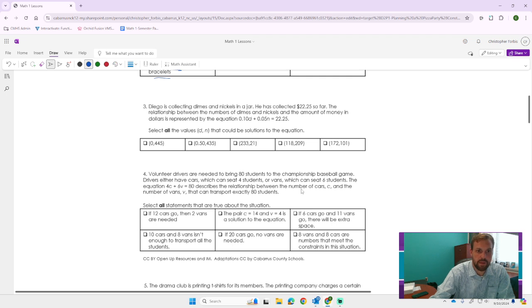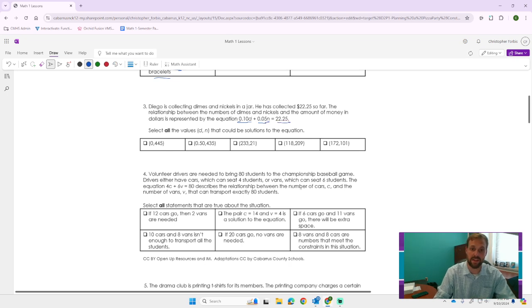Number 3. Diego is collecting dimes and nickels in a jar. He has collected $2.25 so far. Good for Diego. The relationship between the numbers of dimes and nickels and the amount of money in dollars is represented by the equation. You didn't need them to give that to you because you know it's 10 cents for every dime and 5 cents, or 0.05, for every nickel, and we know the total is $2.25.